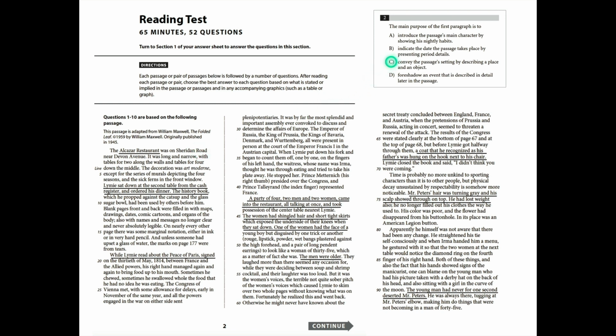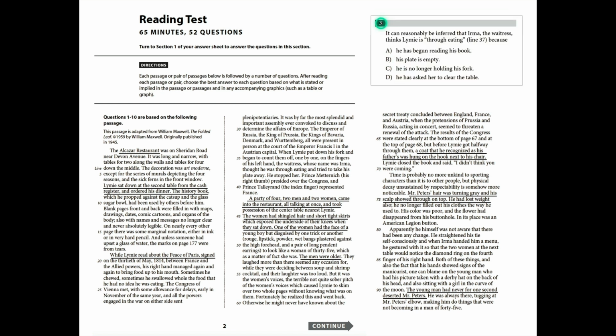Let's move on to question number 3. Question 3. It can reasonably be inferred that Irma the waitress thinks Limey is through eating (line 37) because... Once again, look at this word, reasonably. We're going to ignore it and read the question as "it can be inferred that Irma the waitress thinks Limey is through eating (line 37) because." So we go down to line 37, 35, 36, 37. "Thought he was eating and tried to take his plate away."